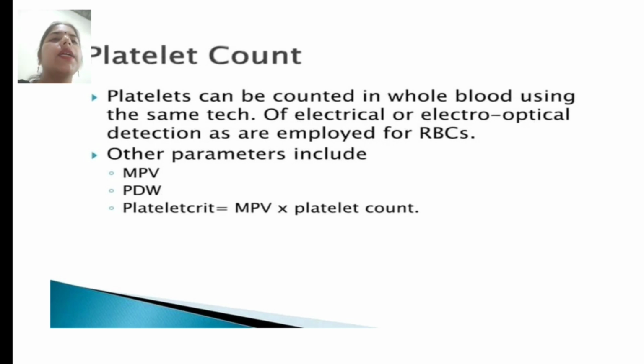Next is the platelet count. Platelets can be counted in whole blood using the same technique of electrical or electro-optical detection as is employed for RBCs. Other parameters include MPV, PDW, and plateletcrit, which is equal to the MPV multiplied by the platelet count.